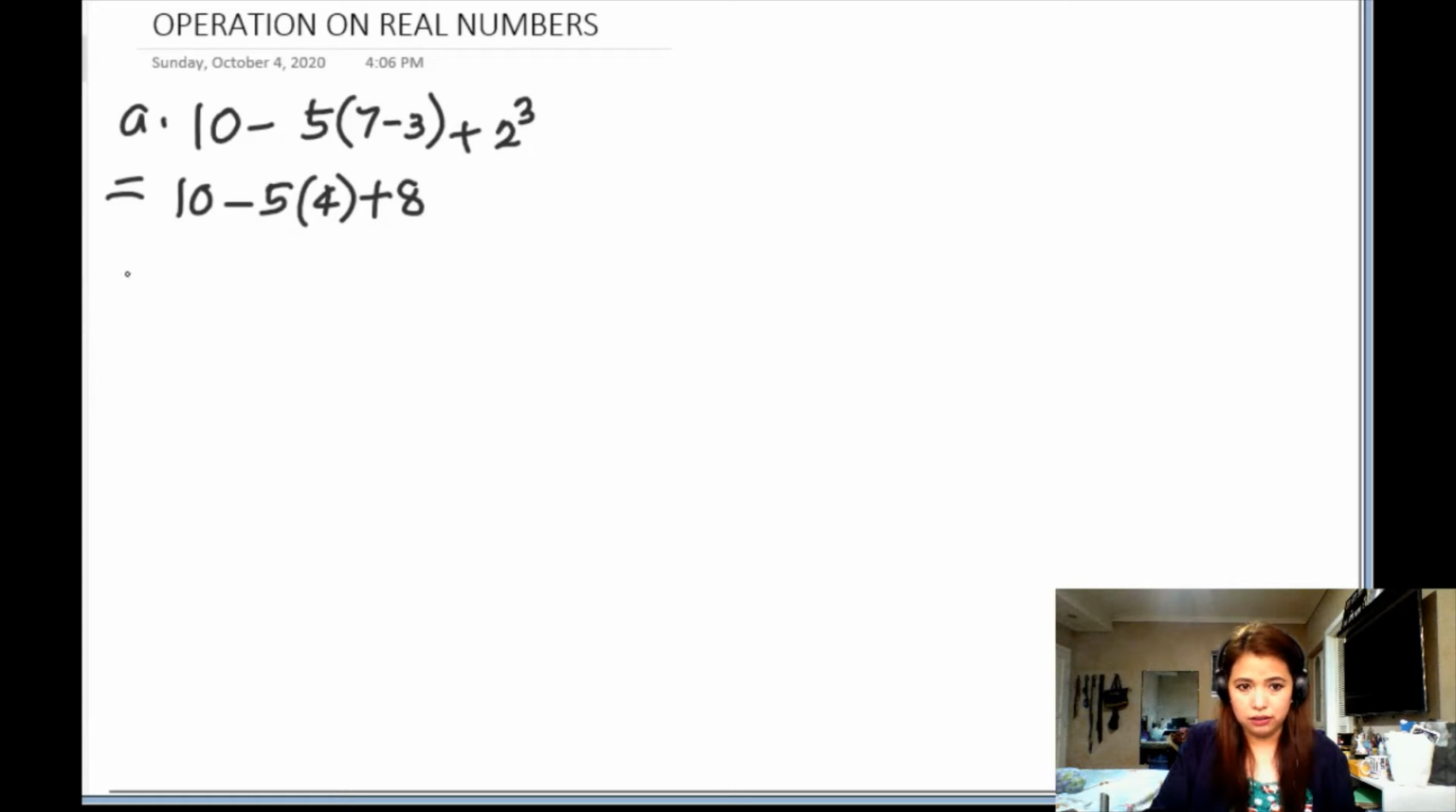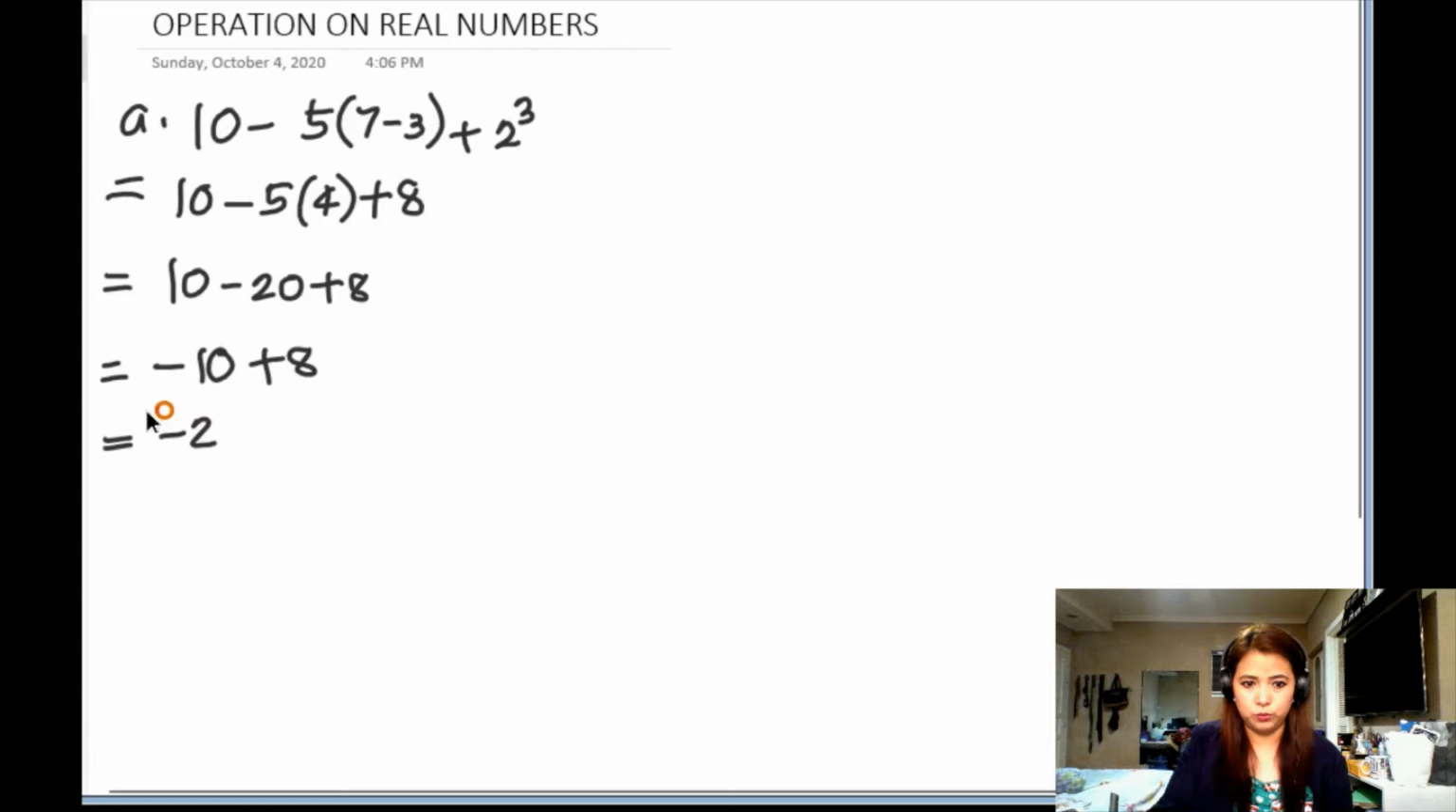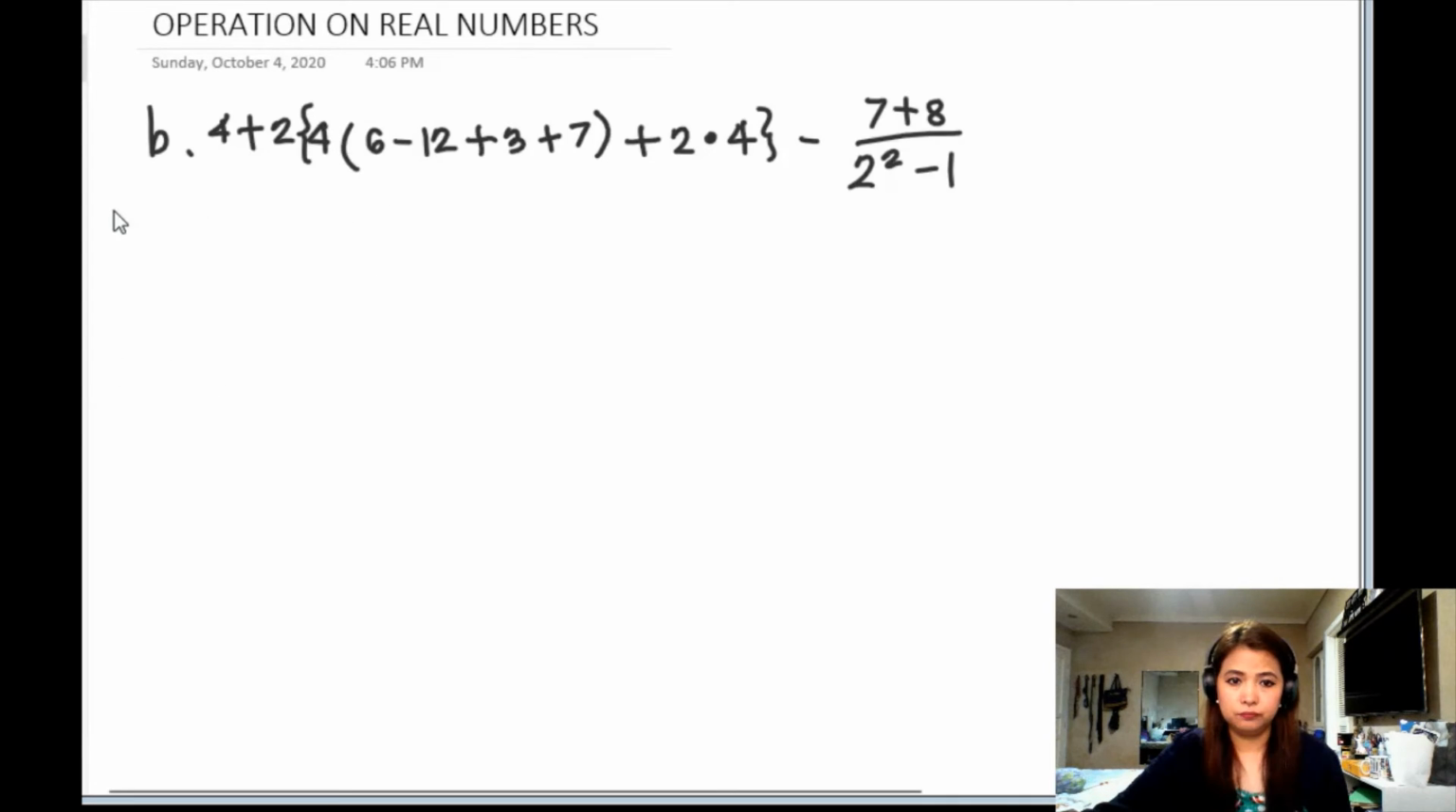And then, we copy again 10, and then perform negative 5 times 4, which is negative 20, and then plus 8. So by performing this, we have 10 minus 20 is negative 10, and then plus 8. Therefore, negative 10 plus 8 is negative 2. So therefore, the final answer is negative 2.